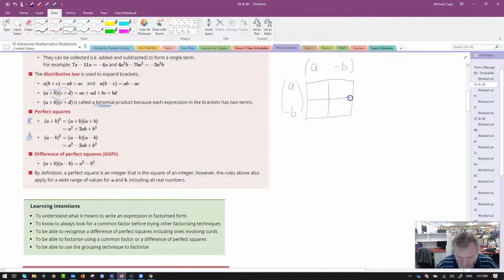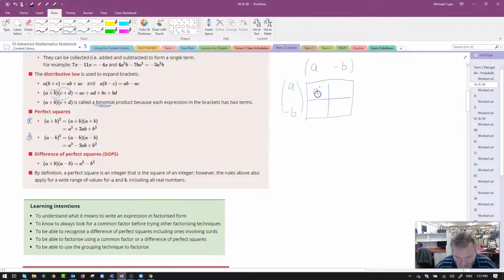A grid method is often a good method for multiplying out these things. It's perfectly fine just to use FOIL or some other method. FOIL, of course, only works when they're binomial. If you have more terms, it gets confusing. This method you can extend with extra terms. Let's just double check and see how we could expand that.